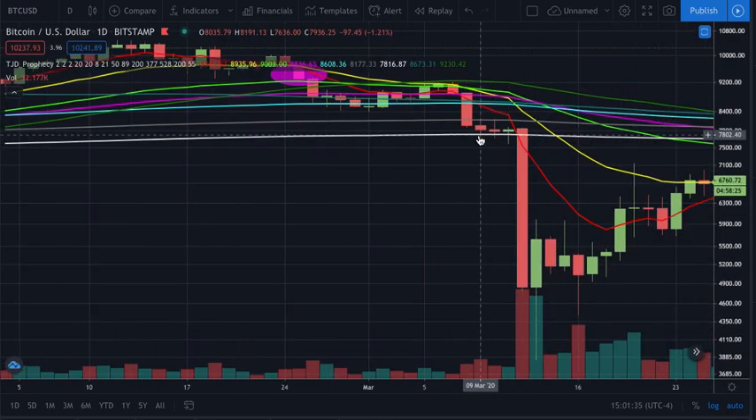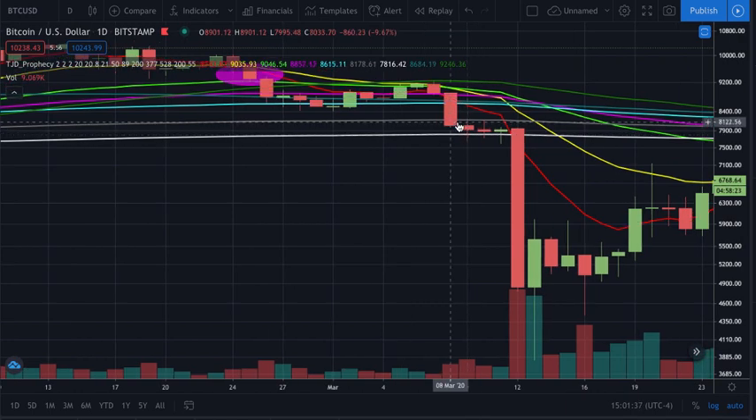I mean, you already knew. And again, the 377 didn't act as support right here. We sold straight through it, but it acted as resistance very clearly. And then what was acting as support?